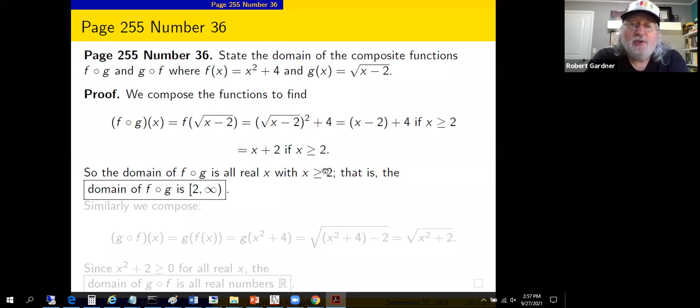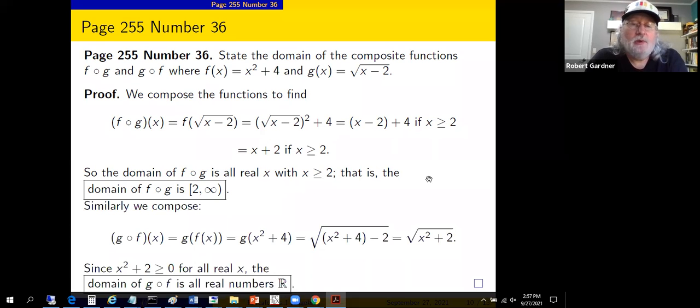How about the composition in the other direction? We compose g with f, g of f of x. f of x is x squared plus 4. So we've got that. What does g do to input? It subtracts 2 from the input and takes a square root. So we'll have the square root of input x squared plus 4, and there's the subtracting 2. Simply replaced x here with the input. The input is x squared plus 4.